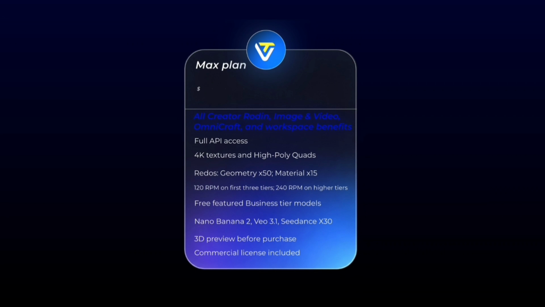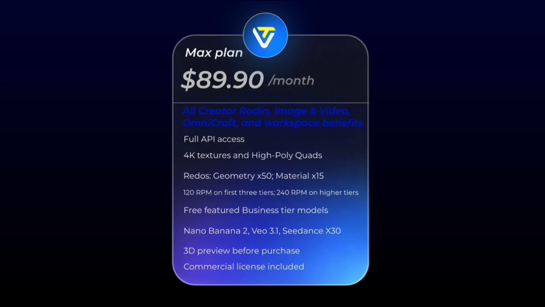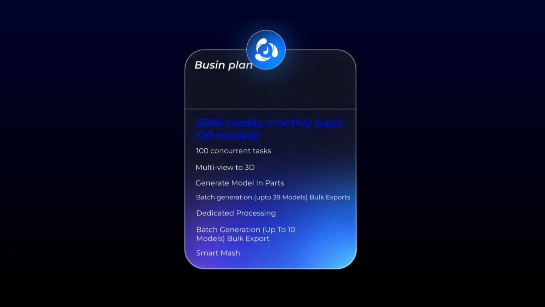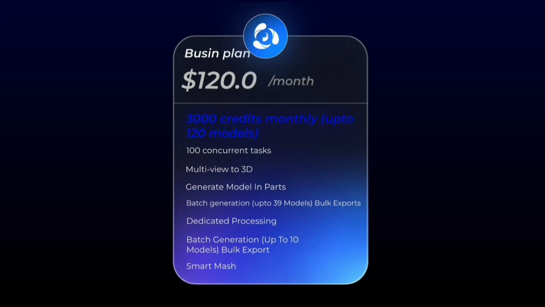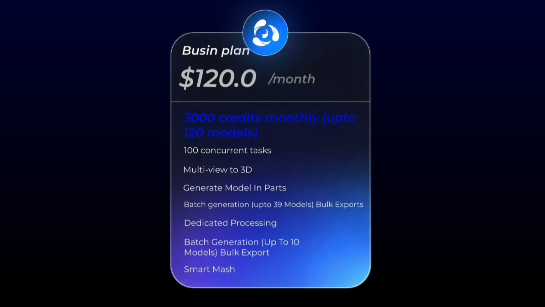The gap gets even bigger with the higher plans. Tripo's Max plan costs $89.90 a month and supports up to 1,000 assets. On the other hand, Hyper3D's business plan costs $120 a month and supports up to 416 assets. So if you're looking at overall value for money, Tripo definitely comes out ahead.